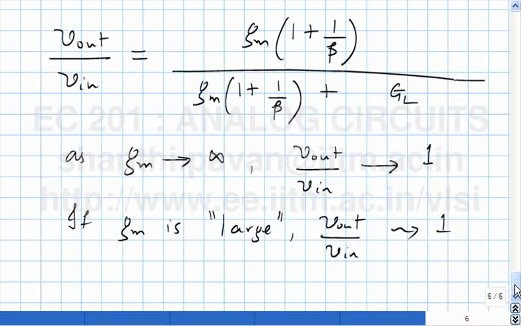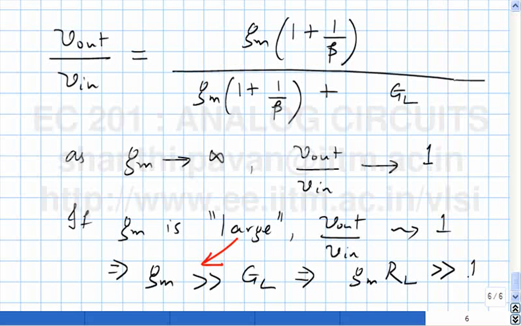I mean, beta is a large number anyway, so 1 by beta is very small compared to 1. So, large beta means Gm is much larger than GL, which is equivalent to saying Gm RL is much larger than 1. This is exactly the same condition we derived earlier when you had the RE biasing in the emitter. Think about it carefully and you will understand why this result must make sense.